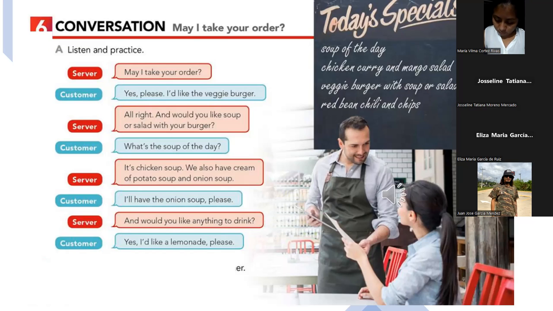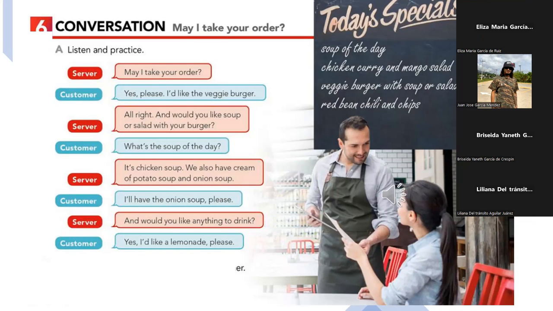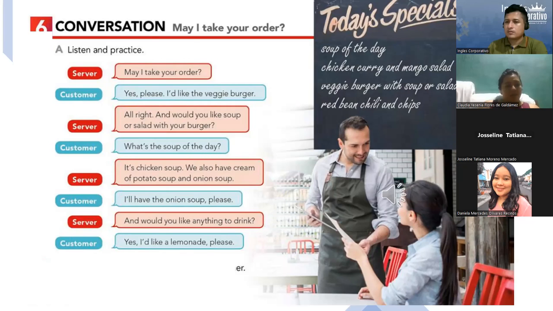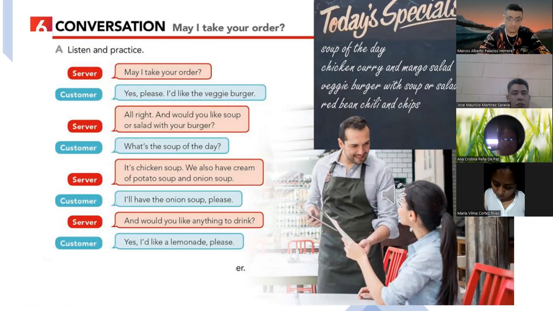May I take your order? Yes, please. I'd like to the veggie burger. All right. And would you like soup or salad with your burger? What's the soup of the day? It's chicken soup. We also have cream of potato soup and onion soup. I'll have the onion soup, please. And would you like anything to drink? Yes, I like the lemonade, please.